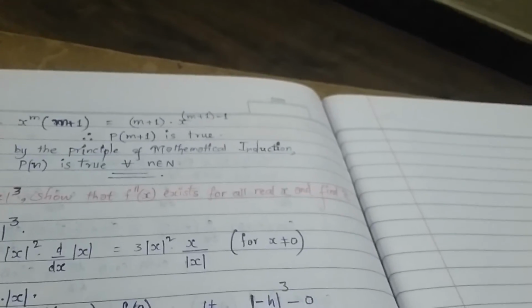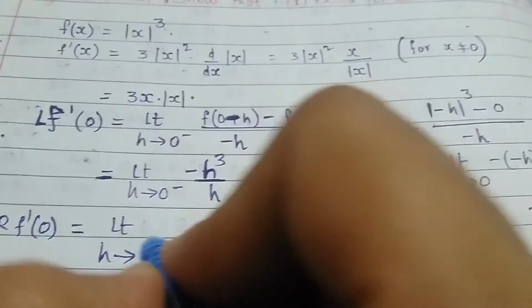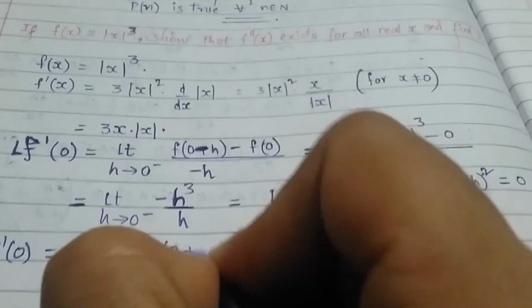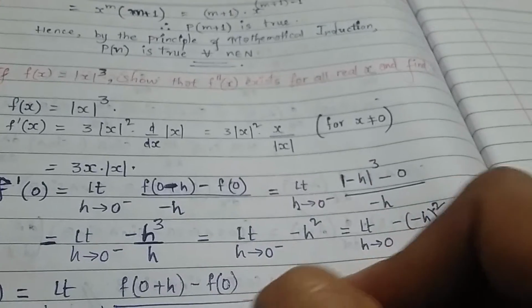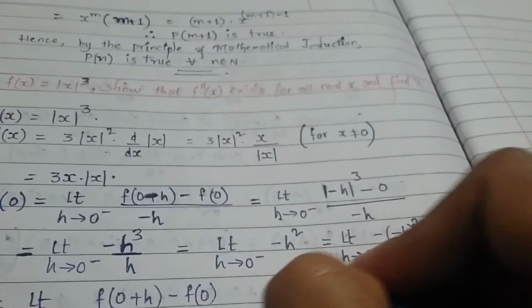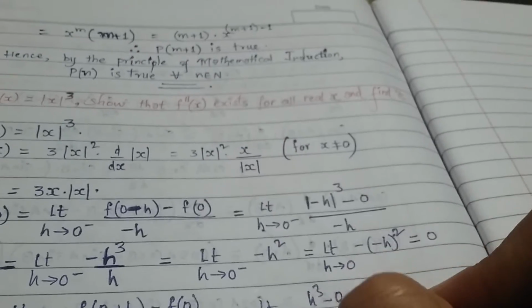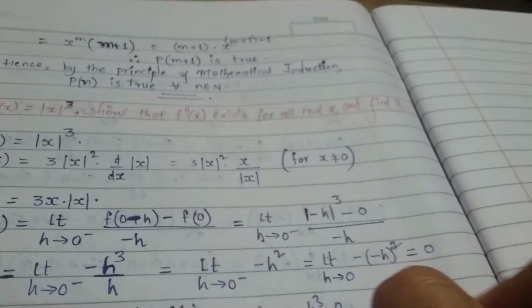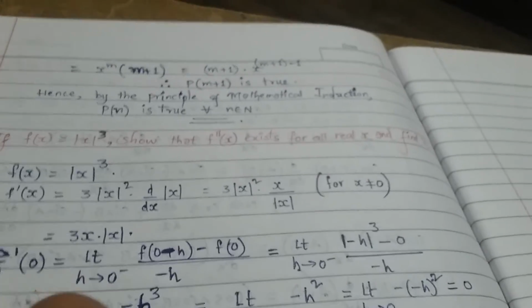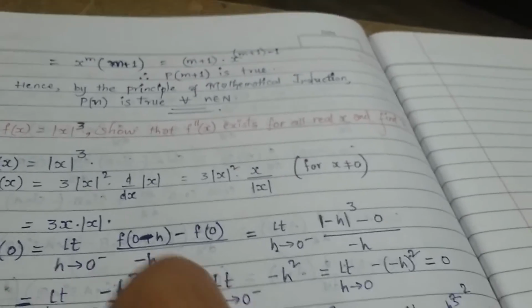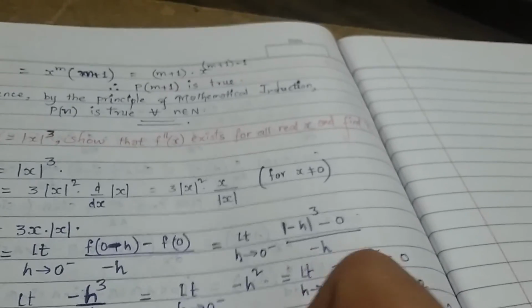This value becomes 0 here. And right hand differentiability is equal to limit h tends to 0 plus, f of 0 plus h minus f of 0 by h, which is equal to limit h tends to 0 plus, f of h is h cube, minus f of 0, divided by h, which is limit h tends to 0 of h cube by h, which is h square. We get the answer 0 here. So therefore, left hand differentiability of the function is equal to right hand differentiability of the function is equal to 0, which implies f dash 0 is equal to 0.